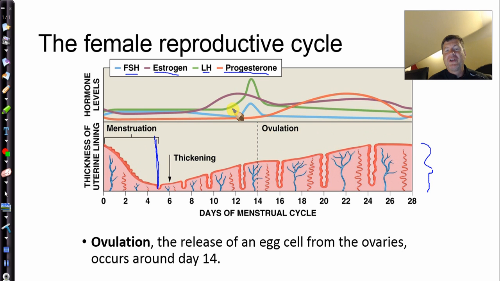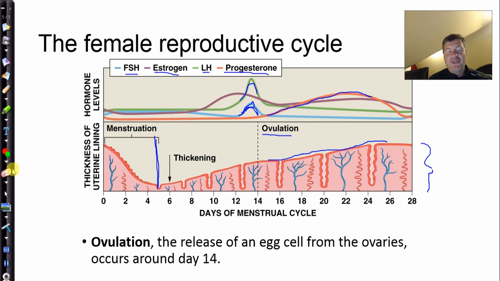A couple of things to point out here. You notice how LH and FSH, these are these hormones right here. When these hormones spike, that triggers ovulation, the release of the oocyte from the ovary. And this line here, this is progesterone. This is the hormone that we associate with the corpus luteum. This is mainly responsible for that final thickening and preparation of the uterine lining.